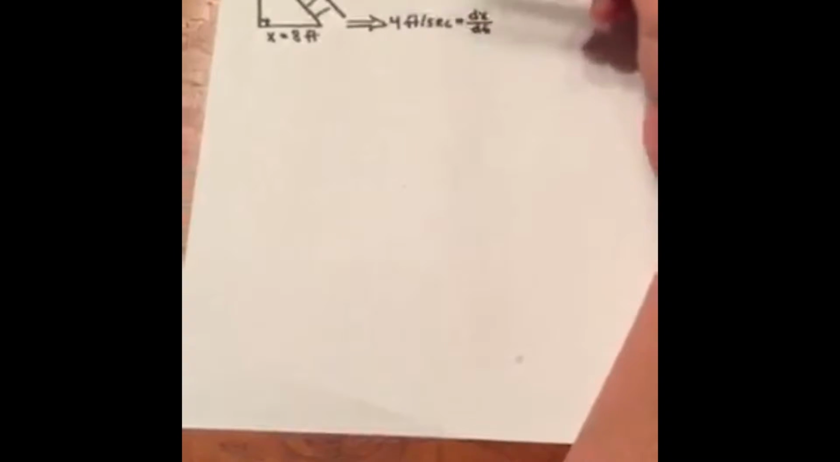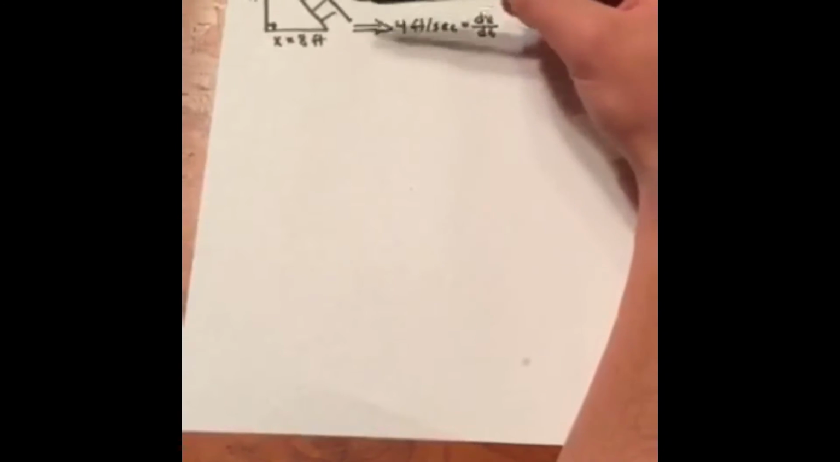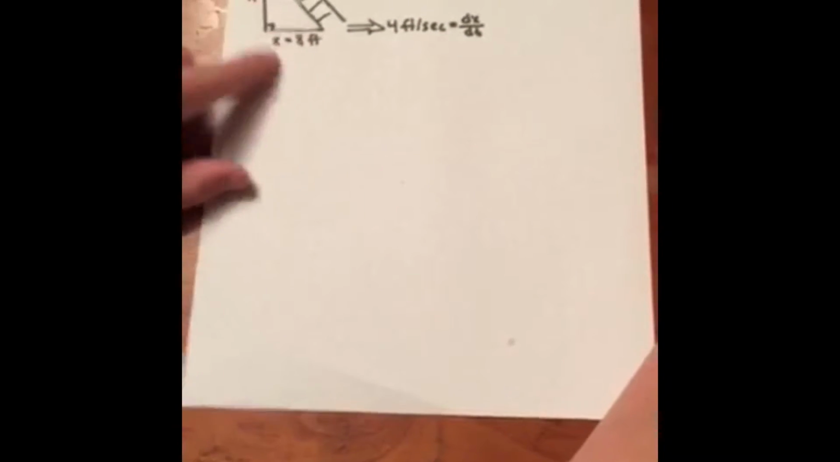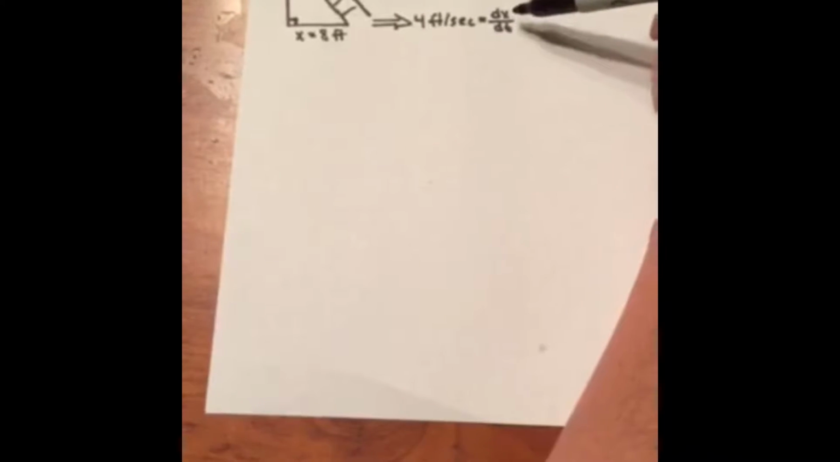Okay, so for this related rates ladder problem, what we're trying to do is figure out the rate at which this ladder is falling away from the wall. What we're given is that this ladder is 10 feet long and the distance from the wall is 8 feet. We're also given that when this ladder is falling, the rate at which it's moving on the x-axis is 4 feet per second, which is the same thing as dx over dt.